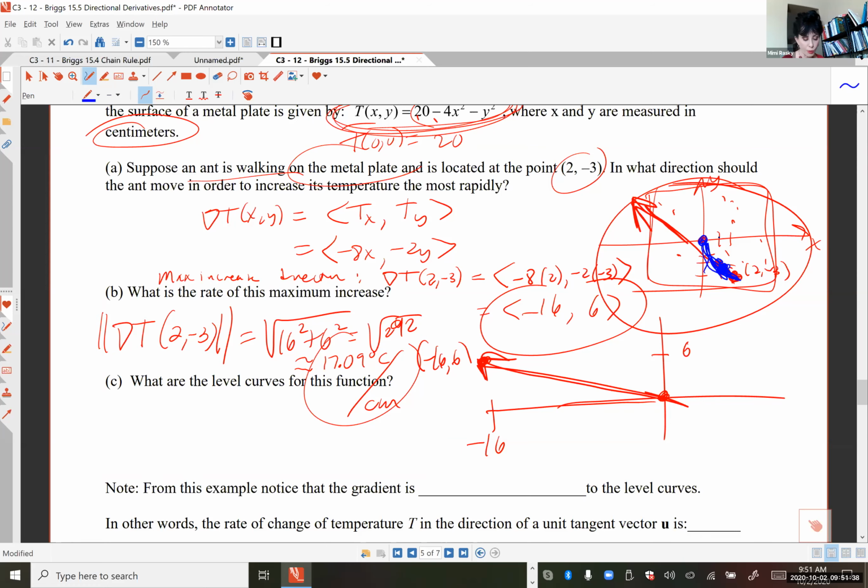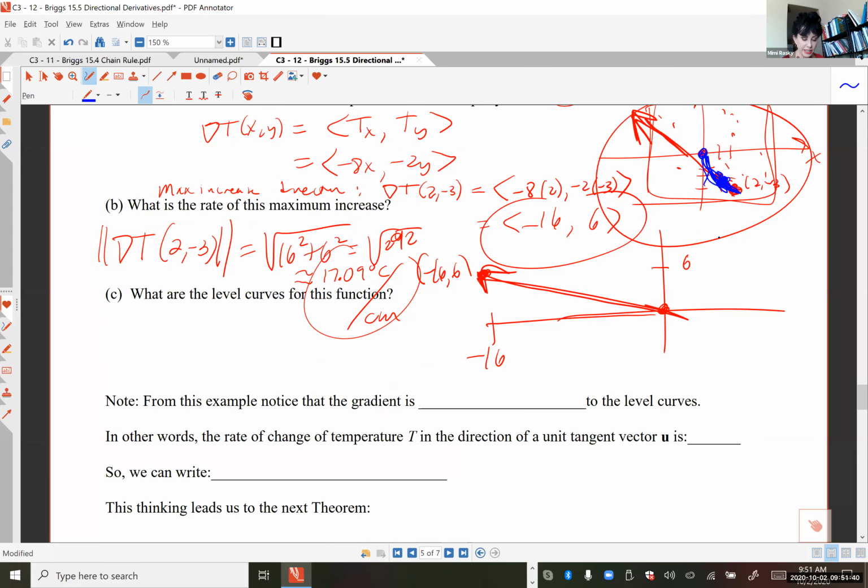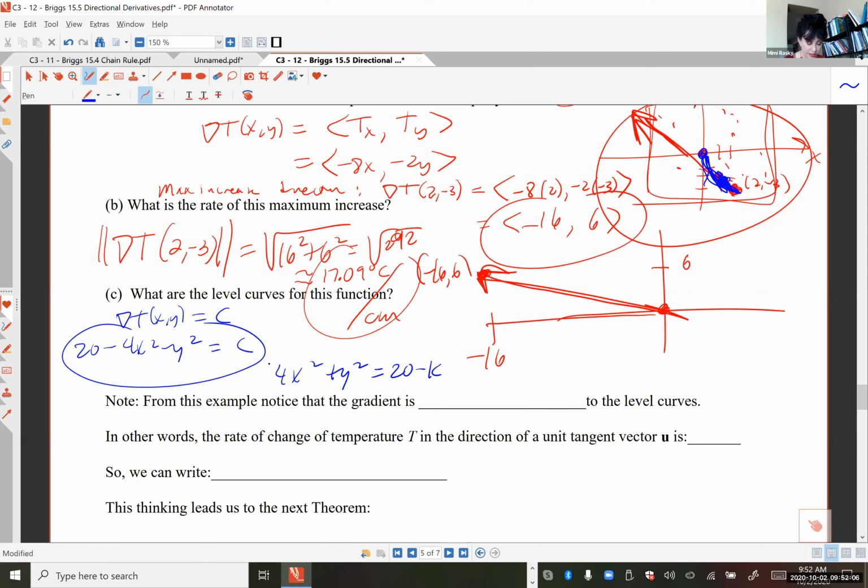But let's talk about level curves. So what are the level curves for this function? This is review for the quiz you just took the other day. So remember, when you're finding level curves, you set your function equal to a constant. That's the way you find what your level curves look like. And if I rearrange this equation and make it look prettier by keeping the x squared, y squared terms on one side and moving the constant to the other, I claim that the level curves will look like ellipses.